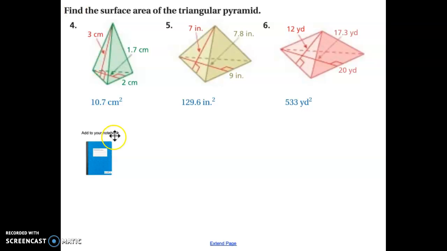Here are some answers. We've got 10.7 centimeters squared, 129.6 inches squared, and 533 yards squared. That'd be a very large pyramid. All right, so that's a good surface area on those. All right, and that is the area of all of them. Now note that these are all triangular pyramids because that's right, it's all about the base. They're all triangular bases. All right, sorry, I love that joke.